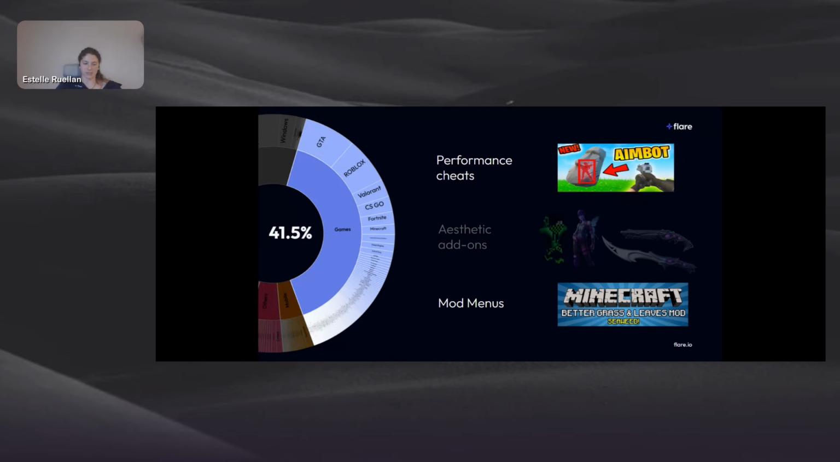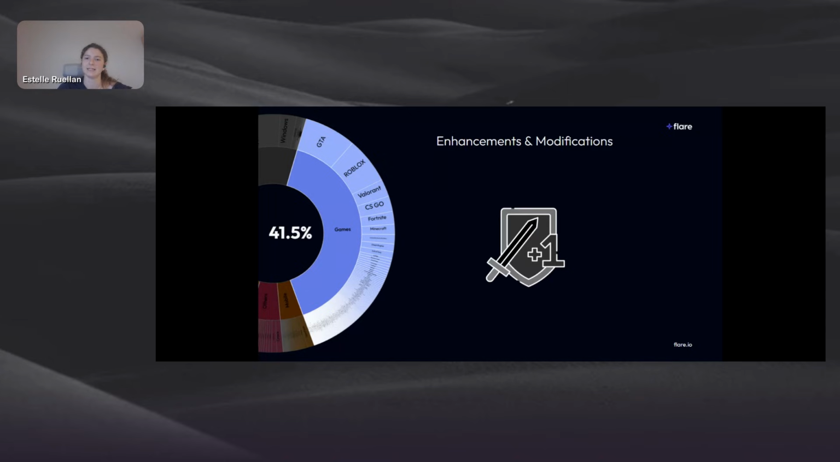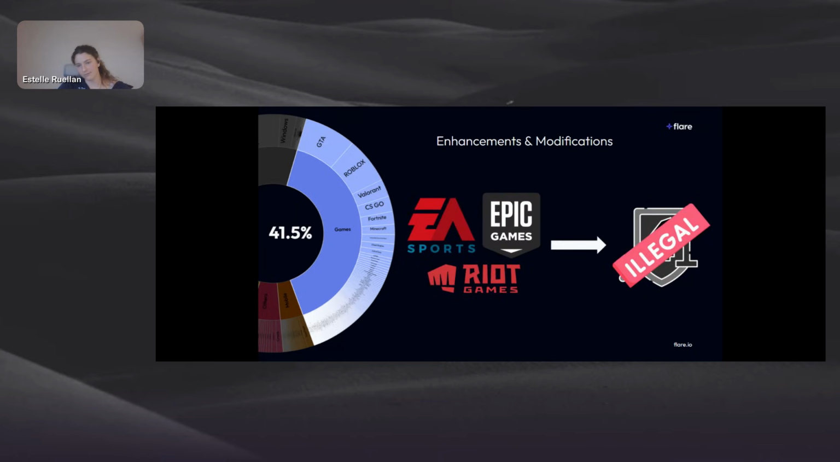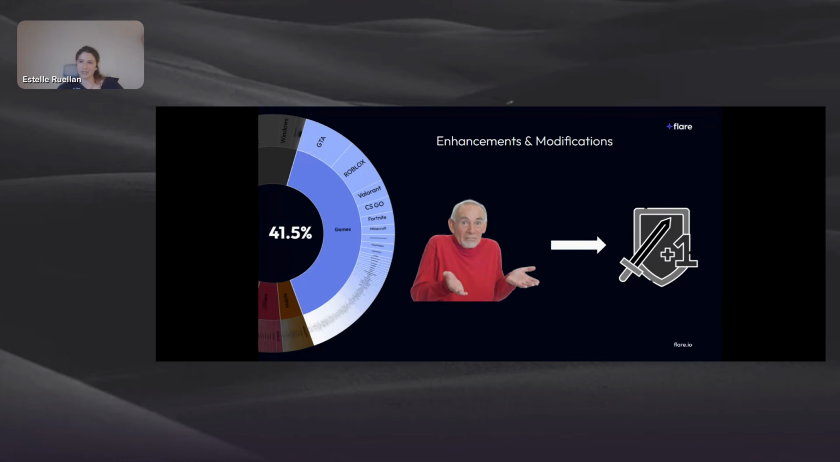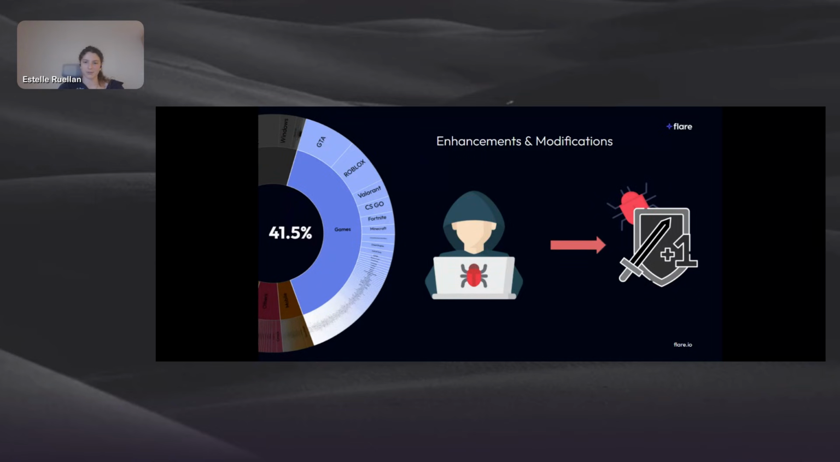Performance cheats and mod menus answer to the performance, basically, and experience concern of the gaming community. And it works so well to infect people because enhancements and modifications are usually deemed illegal by the publisher of those games. But since it's illegal, you don't have a verified source to get safe modifications and enhancements. And this creates a space for threat actors to enter and to infect people with enhancements, modifications, and cheats that would be laced with malware.